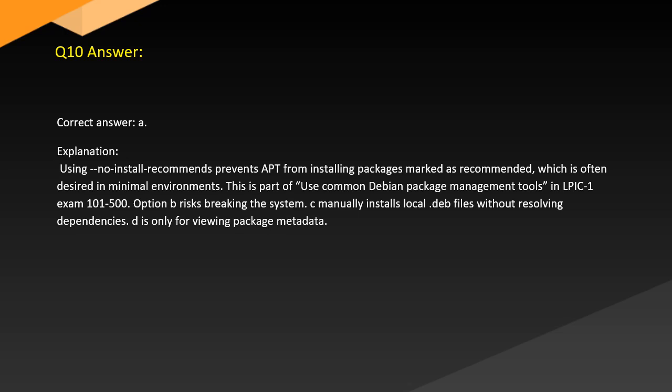Answer. Correct answer A. Explanation. Using --no-install-recommends prevents apt from installing packages marked as recommended, which is often desired in minimal environments. This is part of use common Debian package management tools in the LPIC-1 exam 101-500. Option B risks breaking the system. C manually installs local deb files without resolving dependencies. D is only for viewing package metadata.